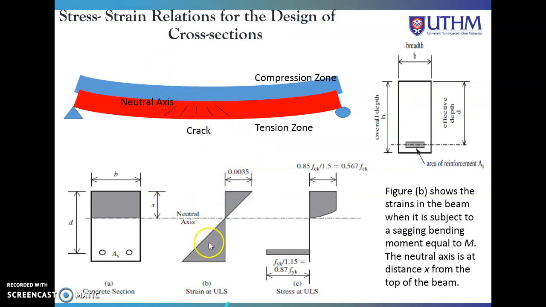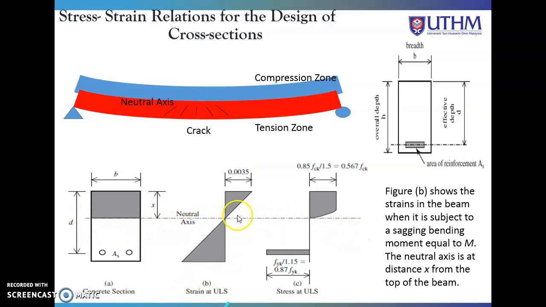Okay, this is one of the important parts. This is the strain, which is the stress-strain relation, or we can call it a stress block. So we already know that a beam consists of two regions, which are the compression region and the tension region. In this figure, on top we have the compression and at the bottom we have the tension. Okay, the concrete section will have a neutral axis.